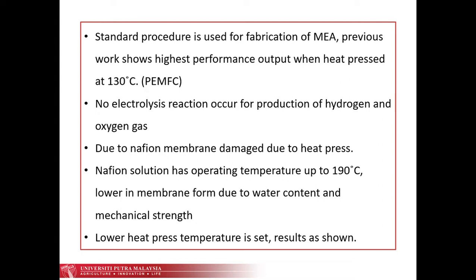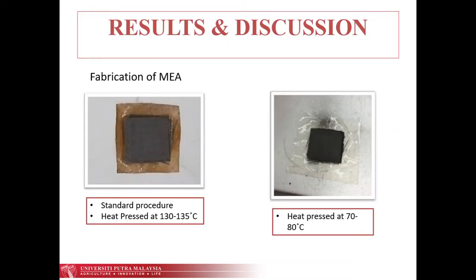So, Nafion solution has an operating temperature up to 190 degrees Celsius, but in membrane form it is lower. This is because of water content and the mechanical size of the membrane. So to avoid this problem, a lower heat press temperature is set, which is 70 to 80 degrees Celsius. The result is as shown in the figure on the right.